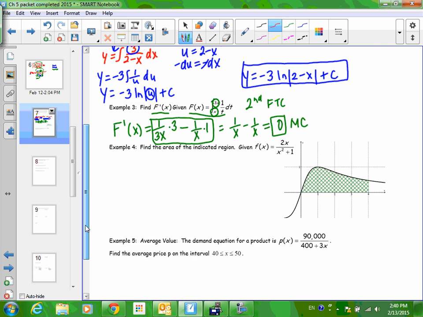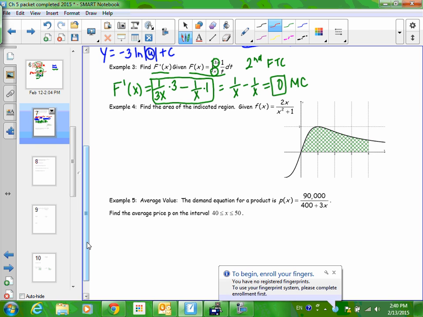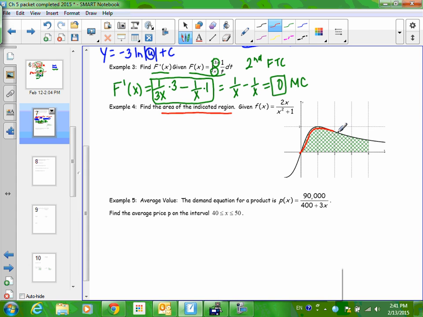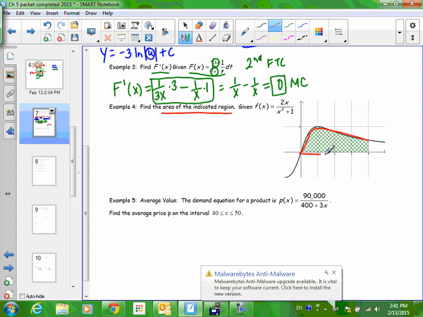Okay, example 4. I know I'm going through this fast, so please ask questions if you have any. All right, find the area of the indicated region, which means the area between the curve, the x-axis, bounded by 2 different x's. What does this sound like? What are they really asking us to do?